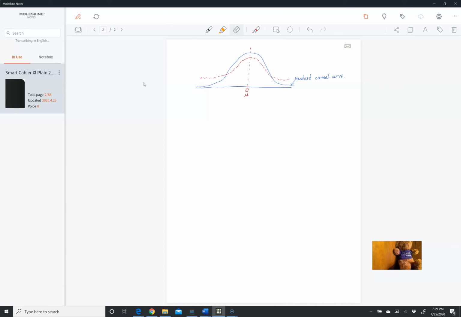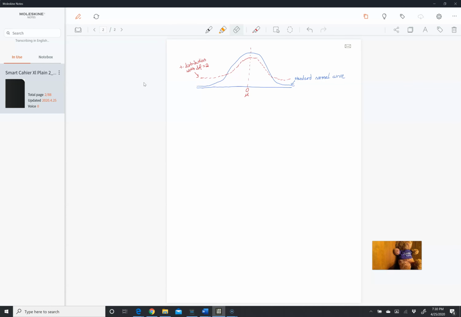Okay, this would be a t-distribution. Degree of freedom, we abbreviate as DF. Okay, sorry, that really doesn't look good. Like I said, I'll give you a nicer diagram.